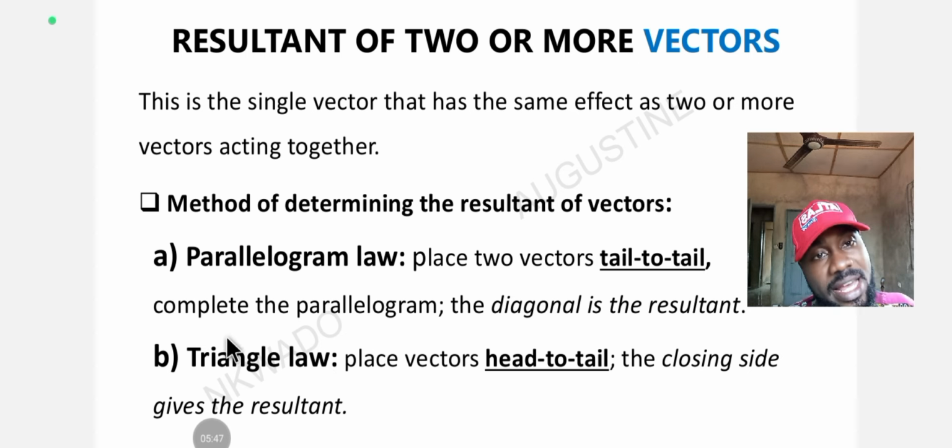So let's look at the next. The next method is B, triangle law. And how is the triangle law carried out? You place vectors head to tail. Remember, the parallelogram is tail to tail. Now the triangle law is head to tail. Then the closing side gives the resultant. Unlike the parallelogram, where the diagonal is the resultant, here in the triangle law, the closing side gives the resultant.